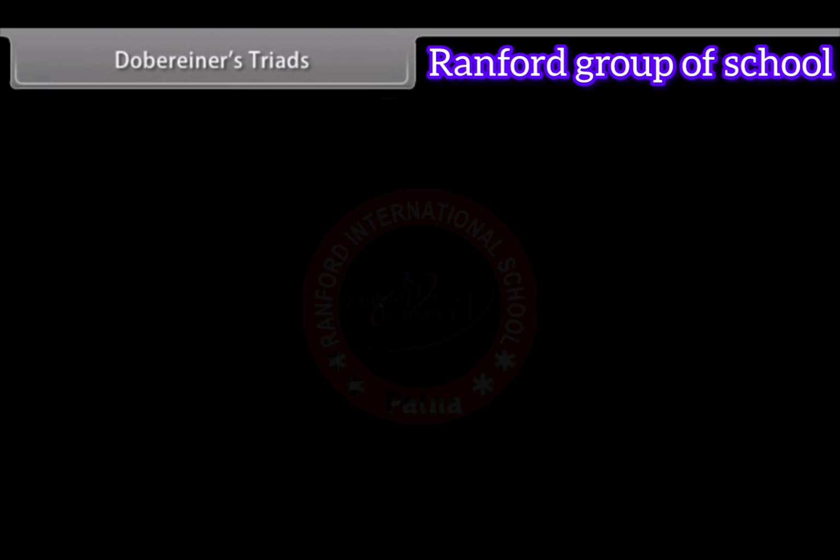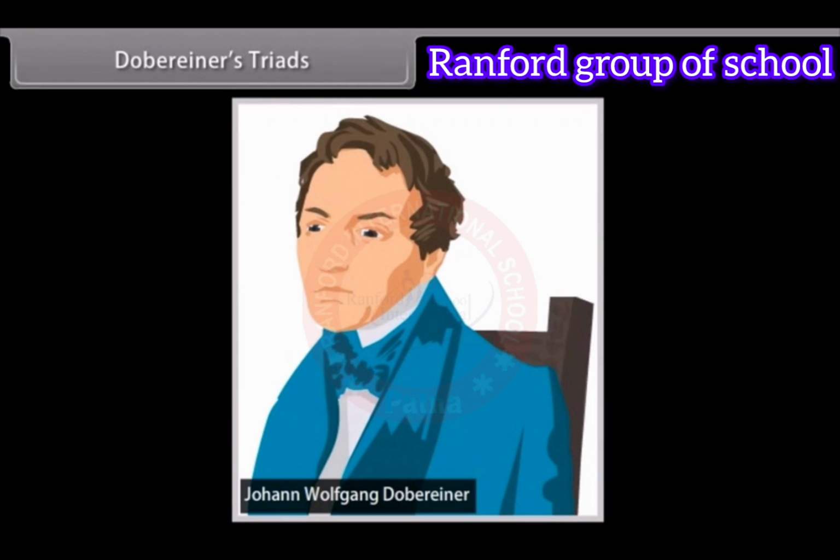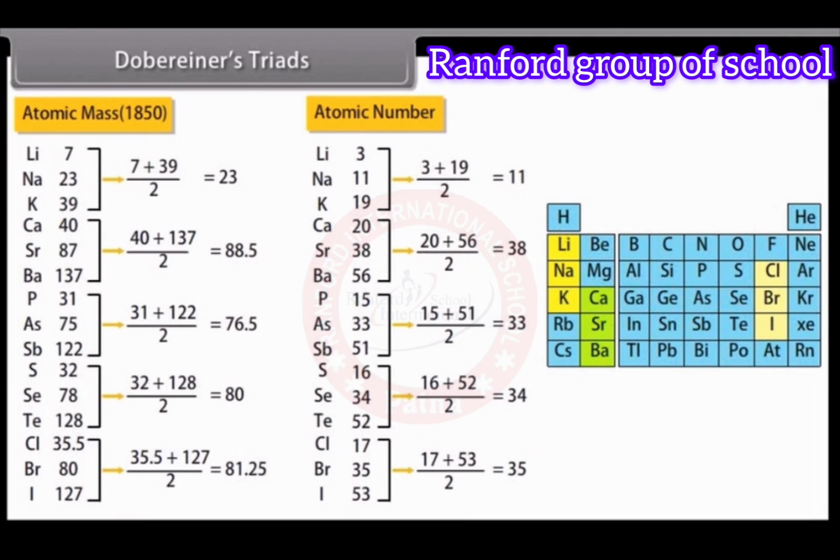Dobereiner's triads. In 1829, Dobereiner, a German scientist, made groups of three elements, each based on their properties. He named them triads. He observed that the atomic mass of the middle element of a triad was equal to the arithmetic mean of the atomic masses of the other two elements.